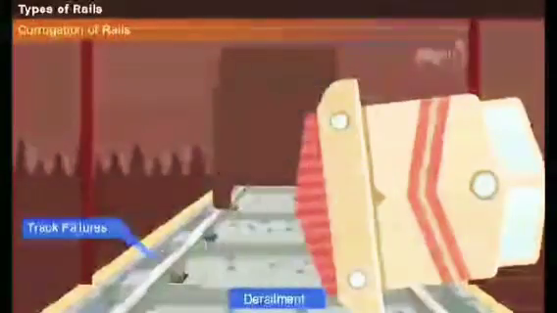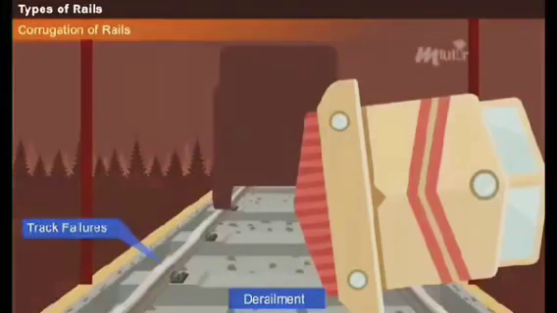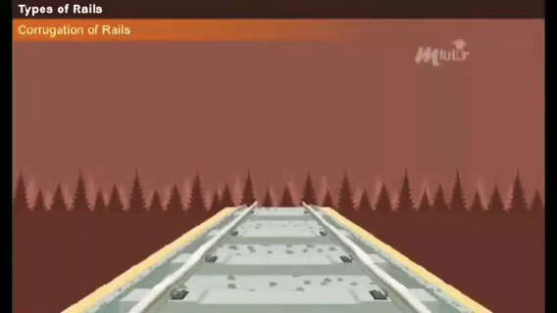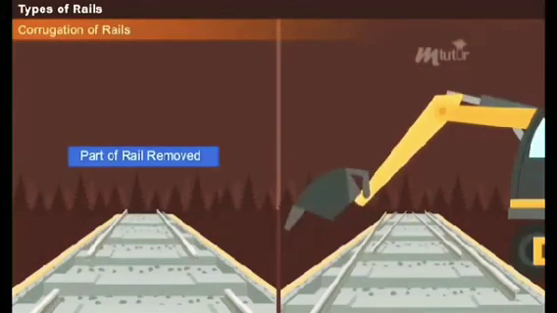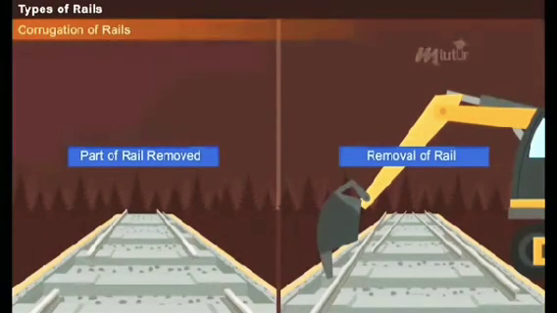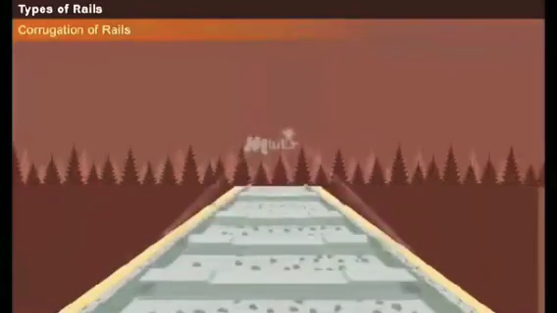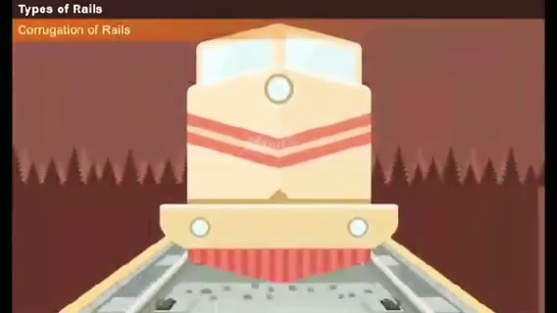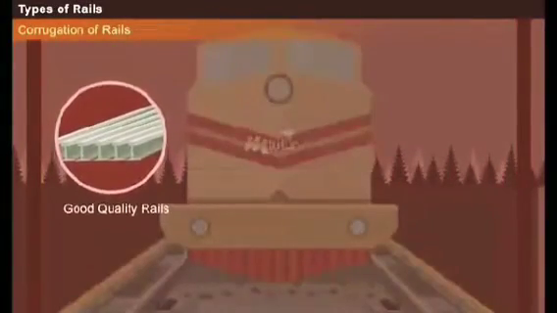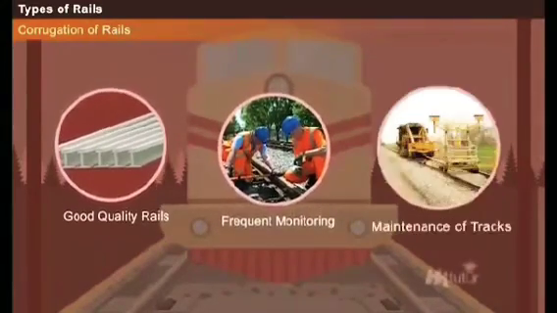The majority of track failures and derailments originate due to defects in the rails. According to the degree of defect, a part of the rail or the whole rail is either removed or replaced. Thus, the safety of trains is ensured by using good quality rails and frequent monitoring and maintenance of tracks.